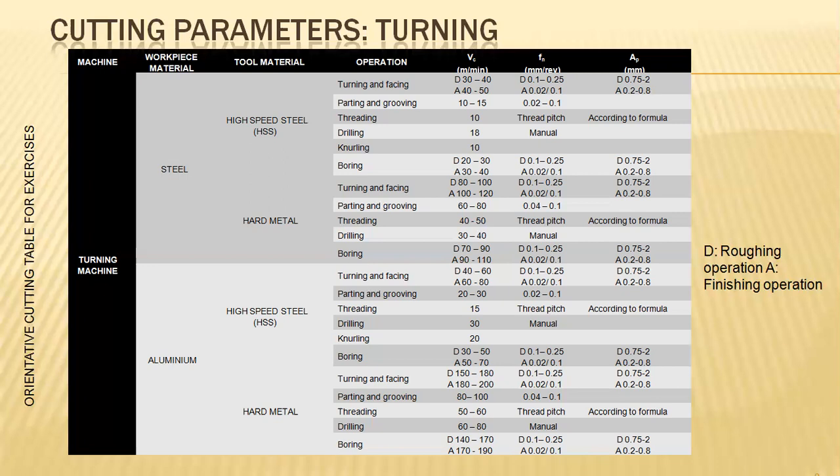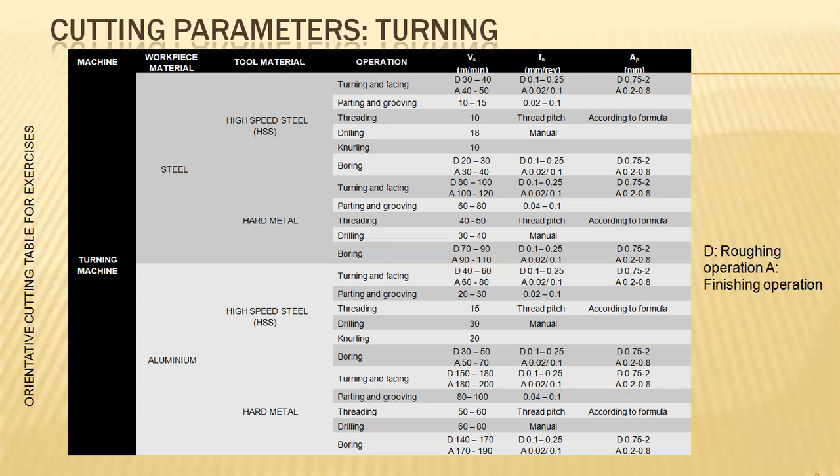knurling operations. Coming to the steel for hard metals, turning and facing, parting and grooving, we have different speed, feed, and depth of cut values, for parting and grooving, threading activity, drilling activity, and boring activity.